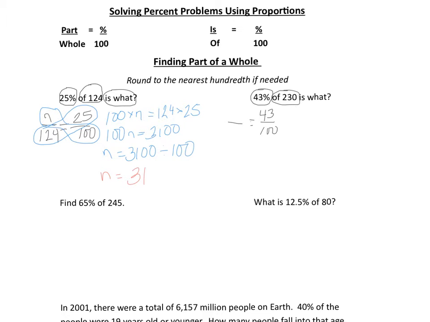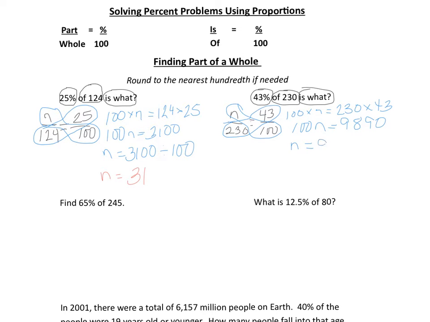Of 230 indicates that 230 is going to go on the bottom. 230 is the whole, or you can think that is over of is going to go on the bottom. Is what? So the variable is going to go over 230. We cross multiply, and we get 100 times n equals 230 times 43. 100 times n is 100n, which equals 230 times 43 is 9,890.